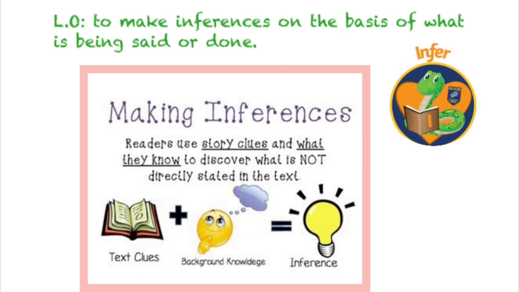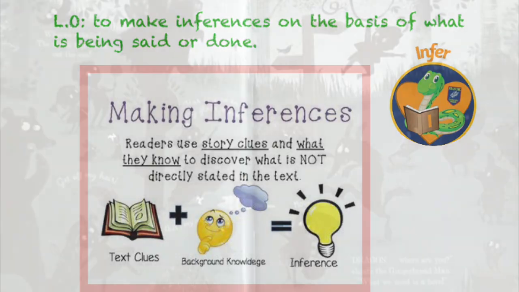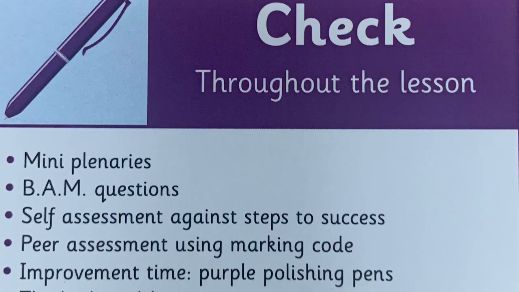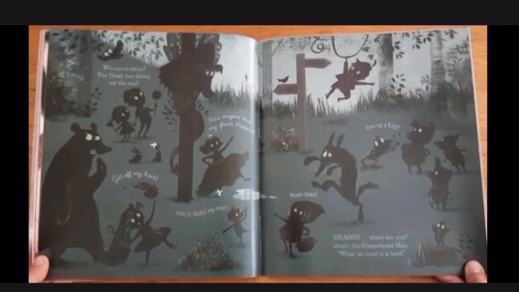Okay, so remember that our learning objective this week was to make inferences on the basis of what's being said or done. So using your detective skills, look at the next screen. You will need to look at the picture clues and see if you can infer who all of the characters are. You should have seen this picture before and you might remember it, but talk to the person sat next to you about who you think these characters are and why. How many were you able to identify?